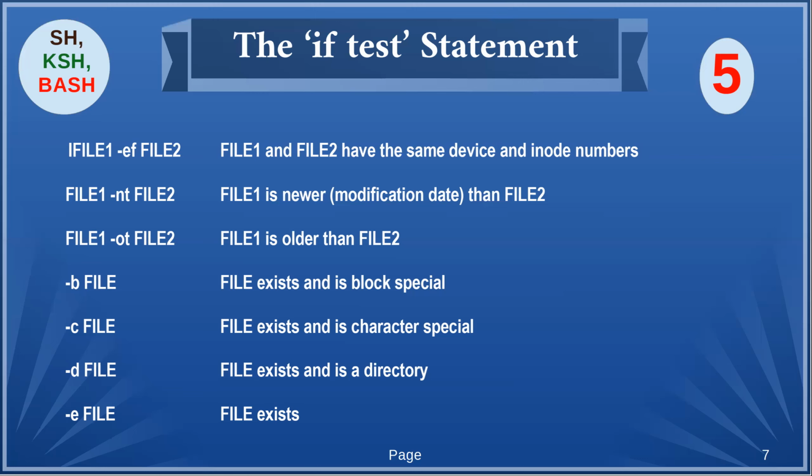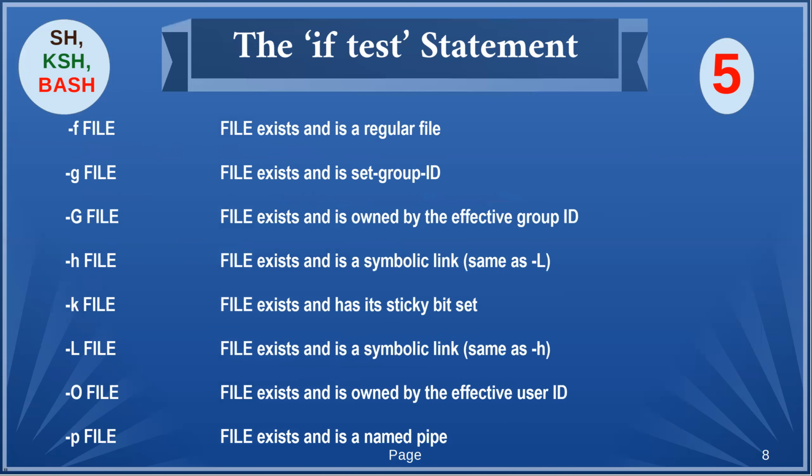File 1 -nt file 2 is true if file 1 is newer in modification time than file 2. -ot means older than file 2. And then -b is if this is a block device. -c is if it's a character file. And -d is a directory. -e is if the file exists. -f is a regular file.